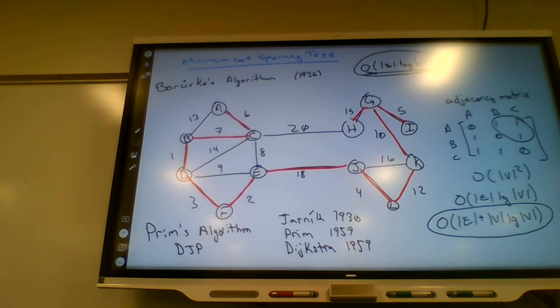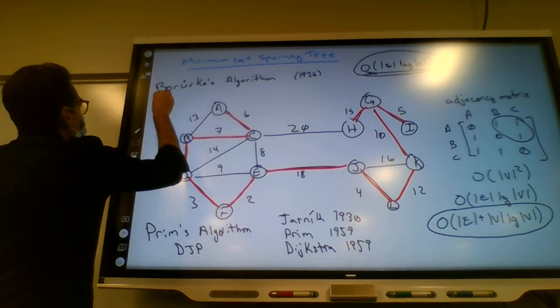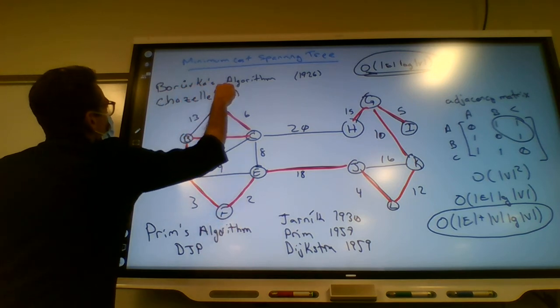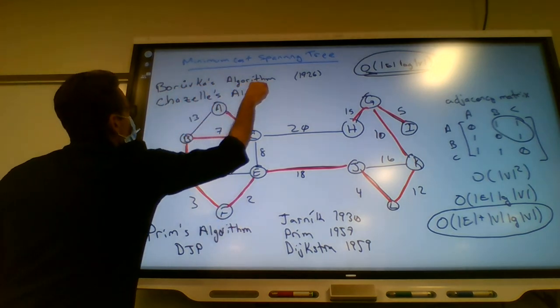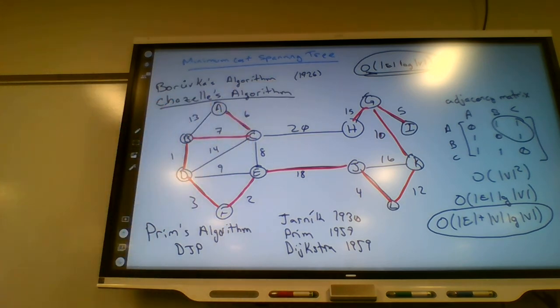There is another more recent algorithm that we're not going to go into any detail about. But this one is a French American.